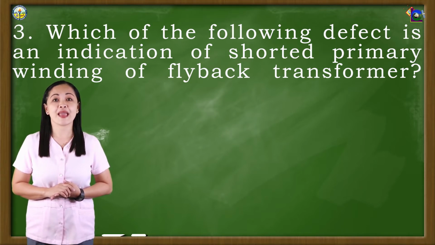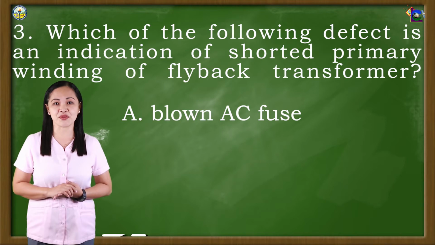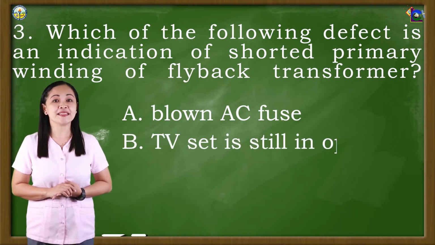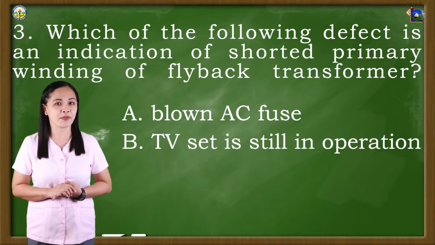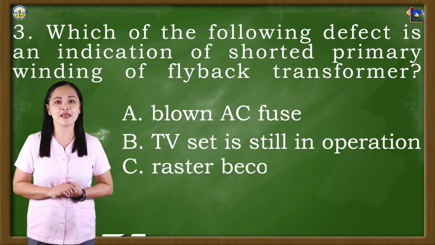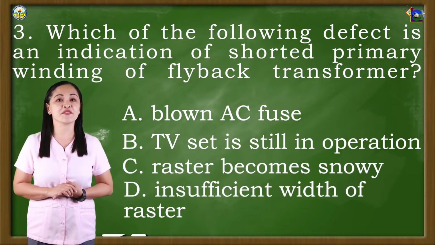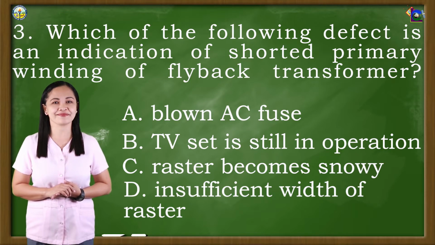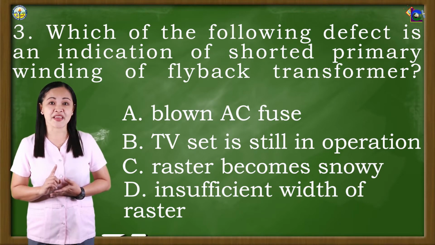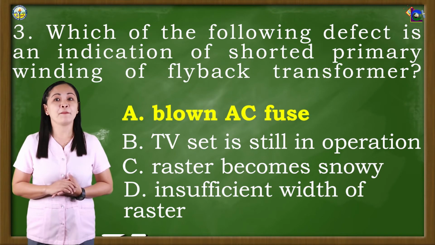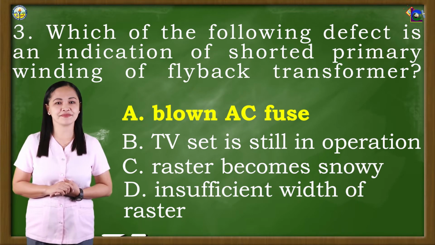Number 3. Which of the following defect is an indication of a shorted primary winding of a flyback transformer? A. Blown AC fuse. B. TV set is still in operation. C. Raster becomes snowy. D. Insufficient width of raster. The correct answer is letter A. Blown AC fuse.